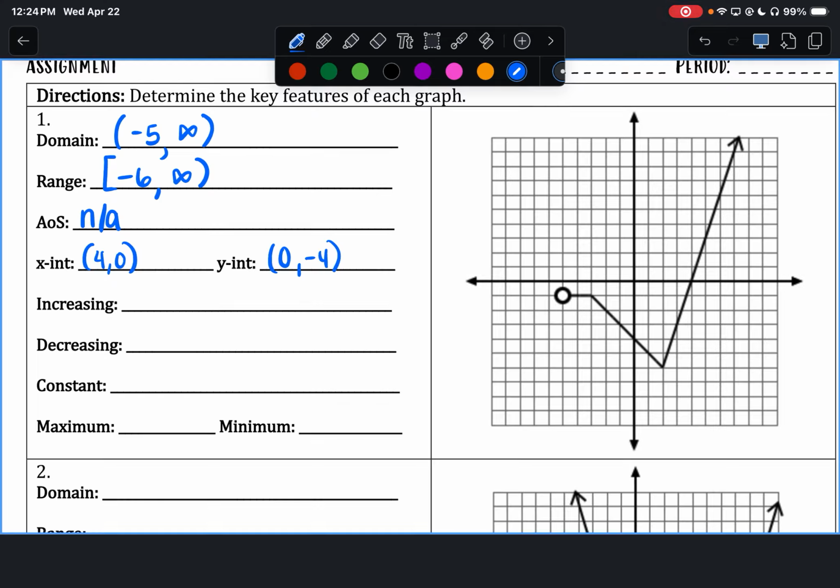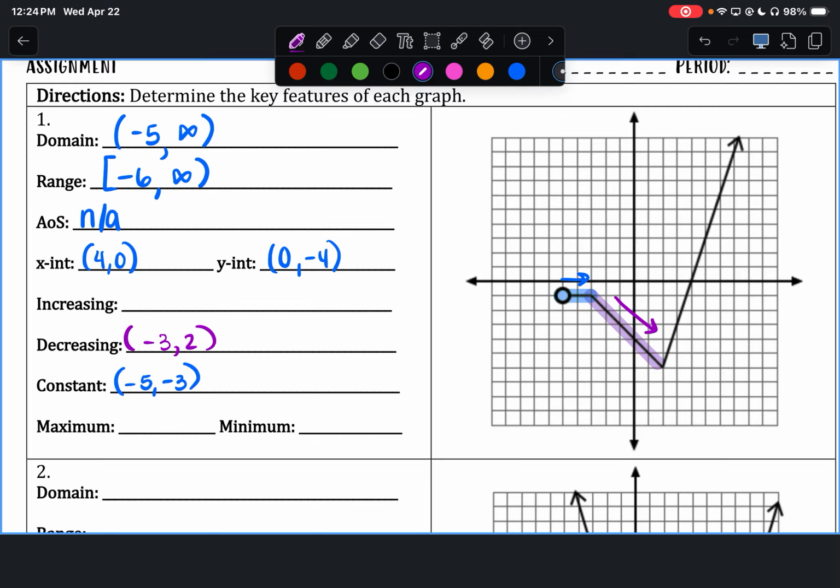All right. So now we're going to look at the increasing, decreasing, and constant section. So we're going to start at the left. At the leftmost part of this graph, what is it doing? Constant. It is constant. When does that section start being constant? And when does it stop being constant? So it is constant from negative 5 to negative 3. Then it switches to what? Decreasing. At what point does that section start decreasing? Negative 3. And when does it stop? So from negative 3 to 2, that graph decreases.